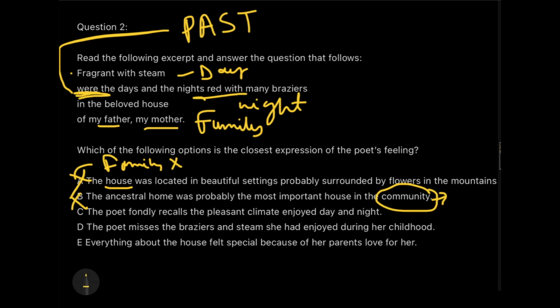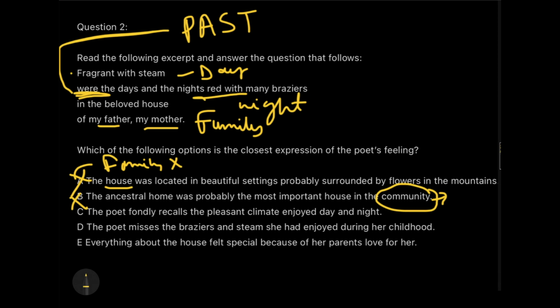The community has no role to play in the feelings of the poet. So that is the point where we can eliminate option B, because we know that the poet is not talking about the greater good of the community. The poet is actually just trying to depict his feelings regarding his house and his parents. An ancestral home doesn't always mean that your parents will be there, right? It is something which is being built by your ancestors.